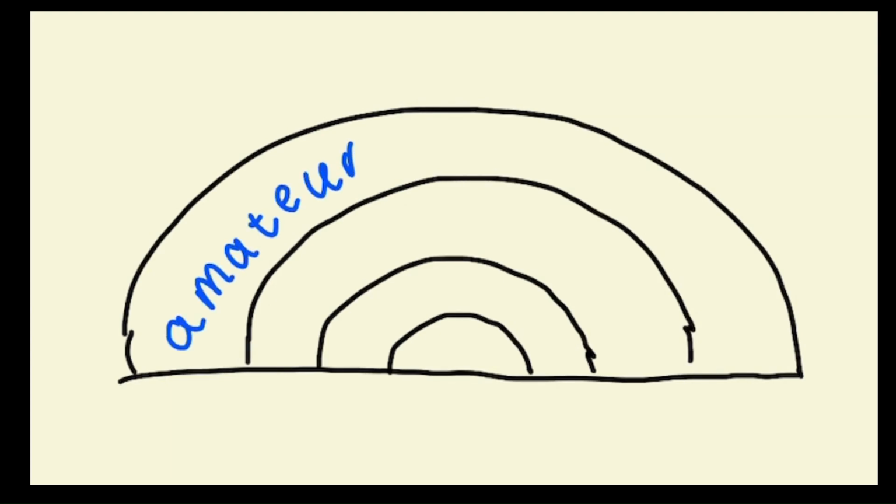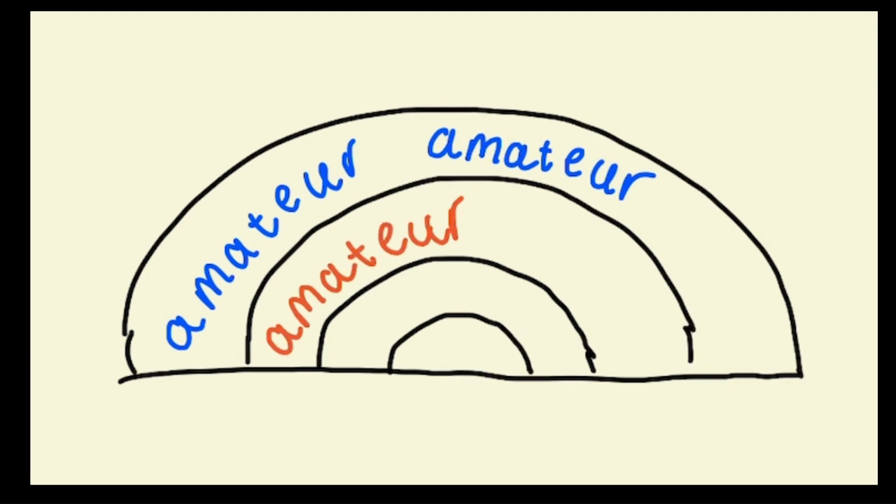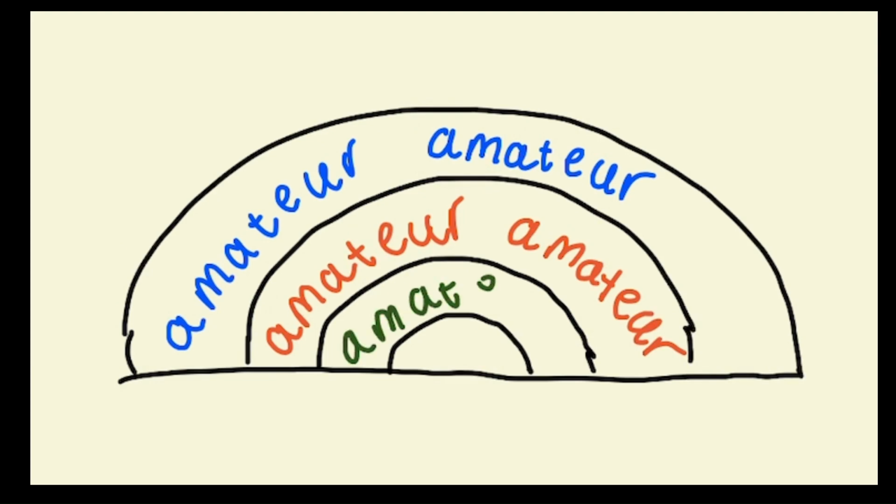A-M-A-T-E-U-R. Amateur. A-M-A-T-E-U-R. And then I'm going to write it again in a different colour. A-M-A-T-E-U-R. You can pause the video if it's going a bit too fast. A-M-A-T-E-U-R. Amateur. And see if you can squeeze a little one into that one there.